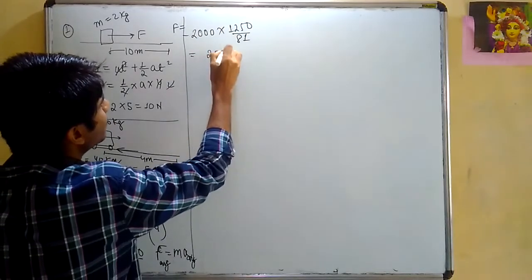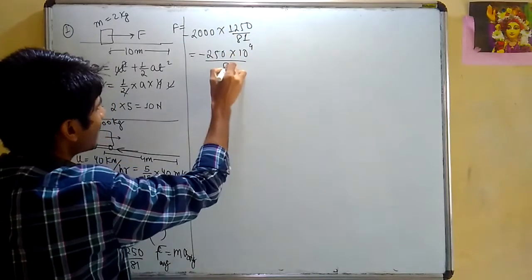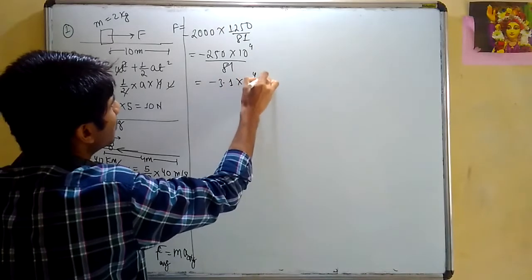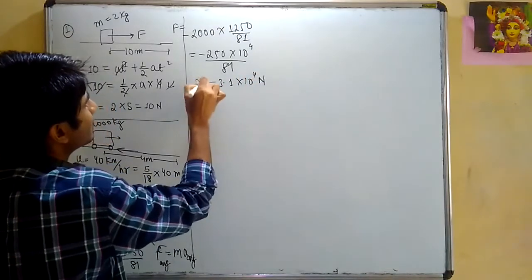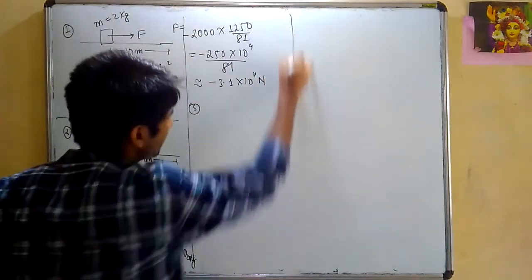250 multiplied by 10 to power 4 by 81, and this is with a minus sign, minus 3.1 approximately into 10 to power 4 newtons. This is approximately, not exactly. So this is question number 2. Let us come to question number 3.